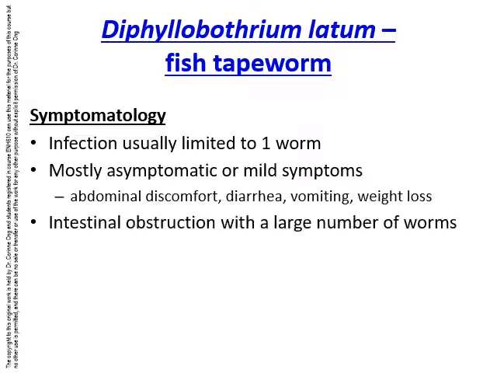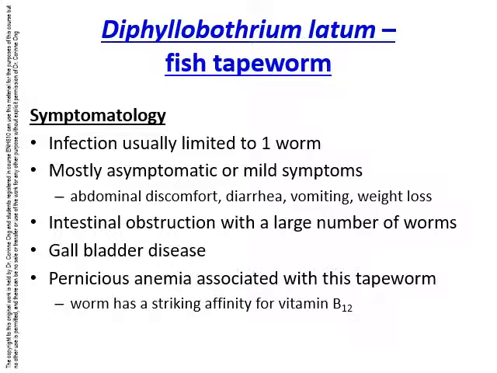Now let's look at the fish tapeworm. Infection with the fish tapeworm, which is usually limited to one worm, is mostly asymptomatic, or there are mild symptoms such as abdominal discomfort, diarrhea, vomiting, and weight loss. Infection with a large number of worms may result in intestinal obstruction. Gallbladder disease may also occur.